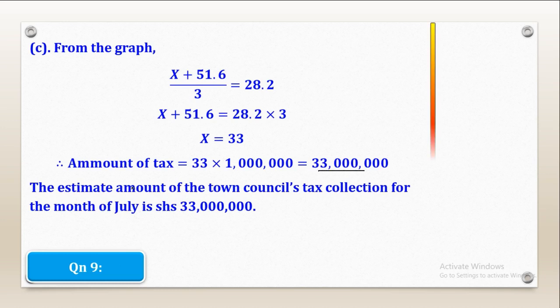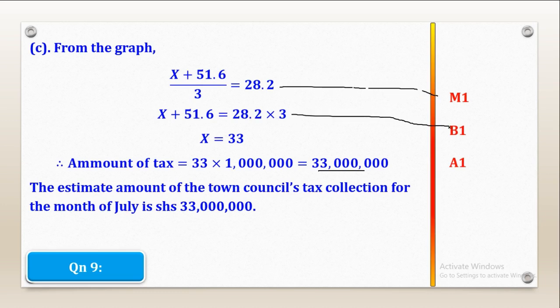Now let us see how marks can be awarded. This question part had 3 marks. The first mark is for you to equate the two, this one is for you to simplify, and this one is for you to get the correct answer which was required.